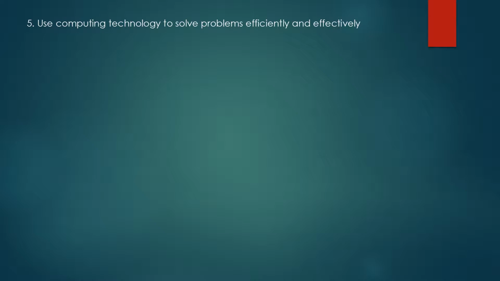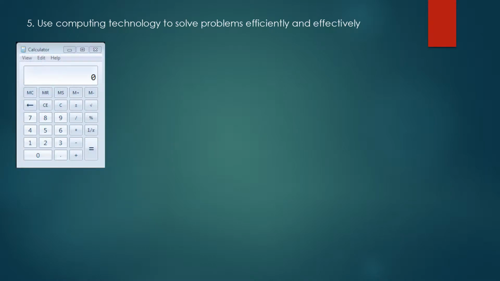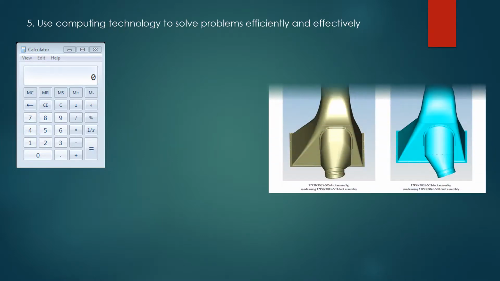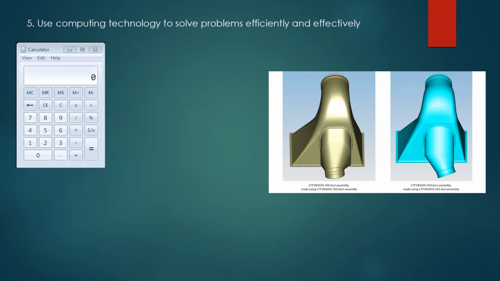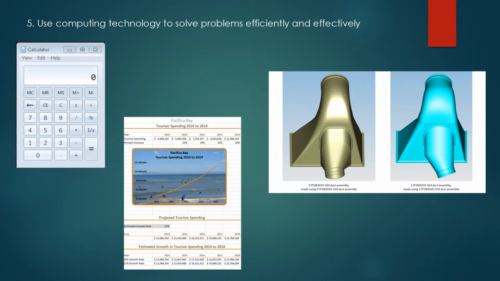Use computing technology to solve problems efficiently and effectively. Many of us make use of the computer's tools for efficiency and accuracy. The calculator is a simple example. But the computer is capable of much more, such as 3D renderings. However, most of us will use such tools as Microsoft Excel and its built-in functions for speed, accuracy, and ease of use.